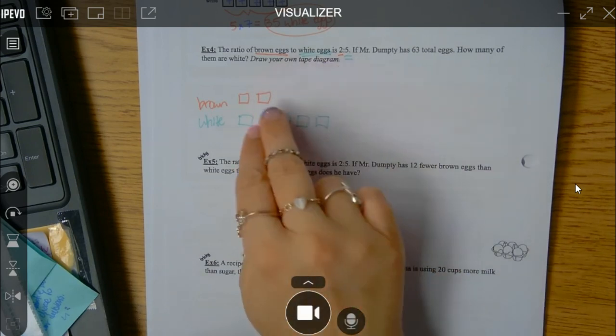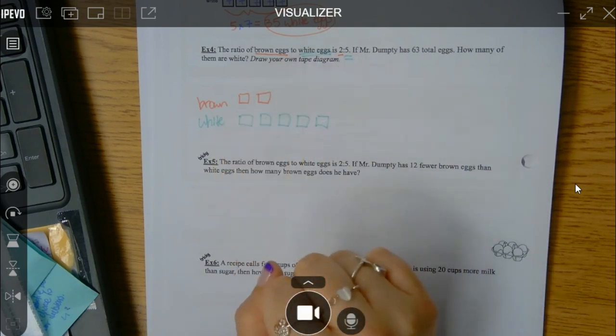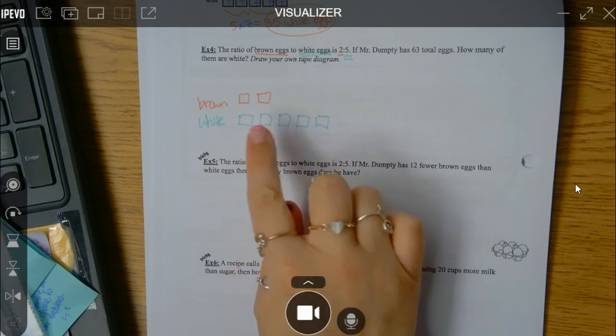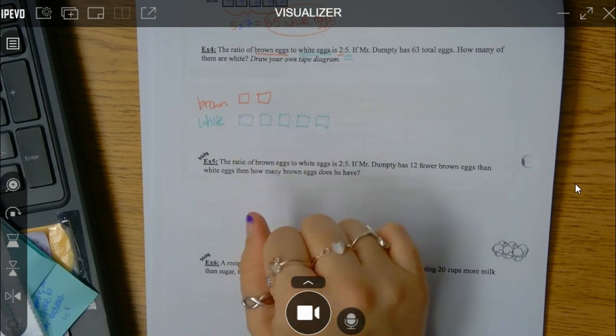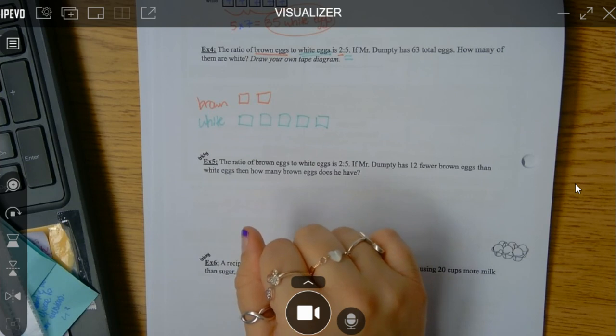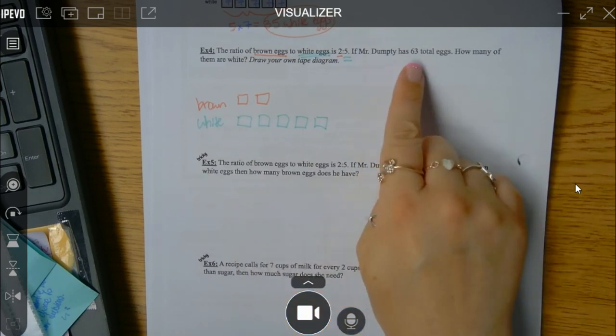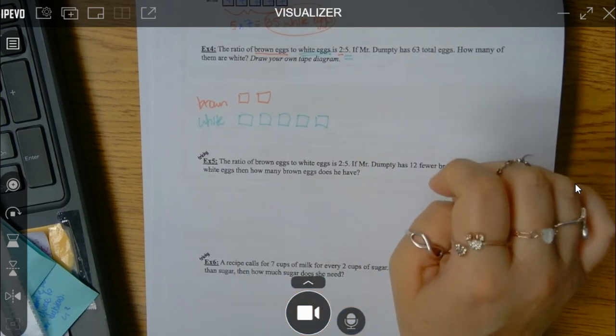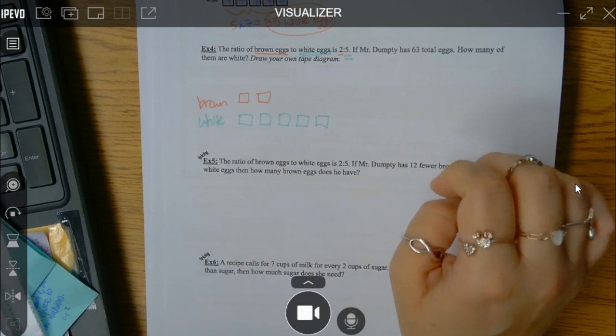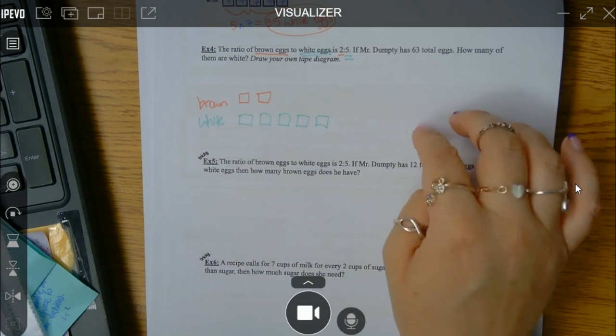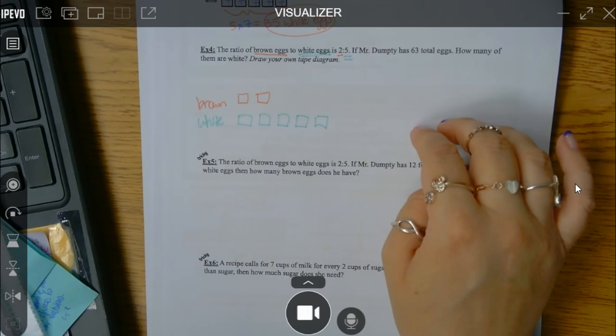There we go. So from here, I drew the tape diagram myself. And you can see that there's 5 white eggs for every 2 brown eggs. Now they're asking, okay, what if Mr. Dumpty has 63 total eggs? Ooh, that's hard. How many of them are white?